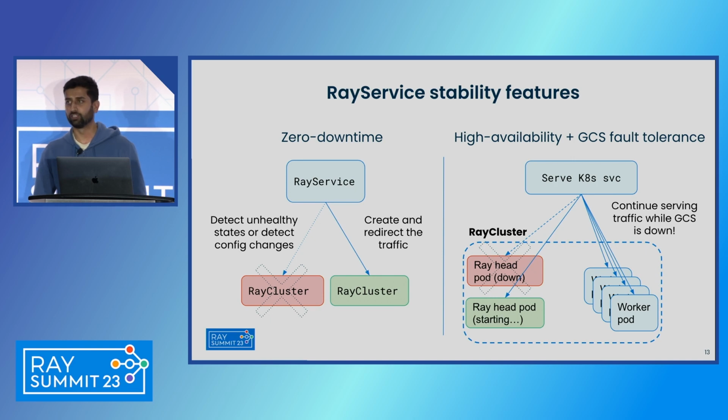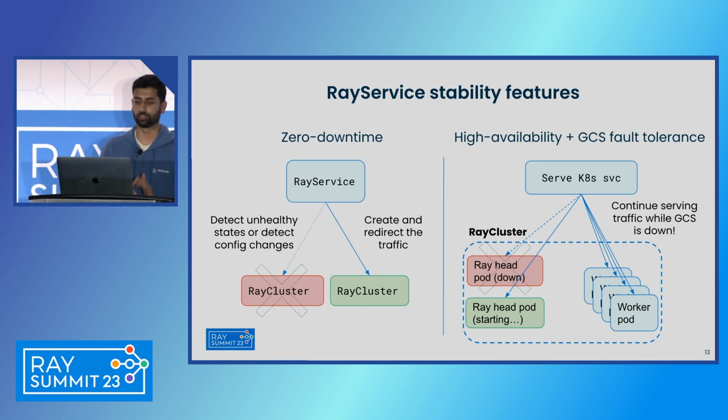And what about high availability and GCS fault tolerance? The GCS, or Global Control Service, is a core component of the Ray head node that manages cluster-level metadata. But even if the Ray head pod goes down, Ray service ensures that user traffic continues to flow to worker pods uninterrupted while the new head pod starts back up. This makes it highly available and fault-tolerant.